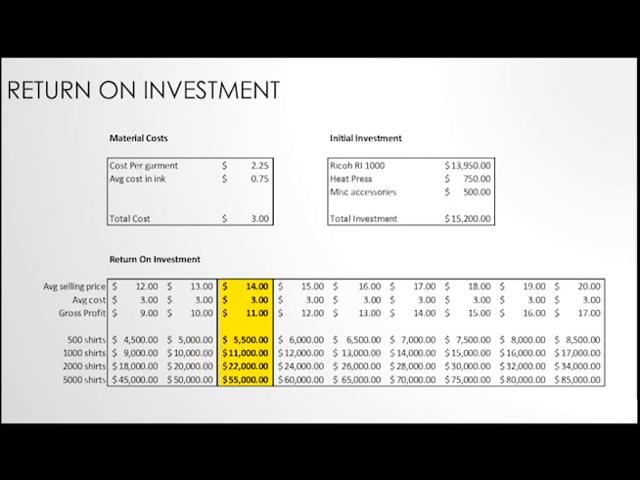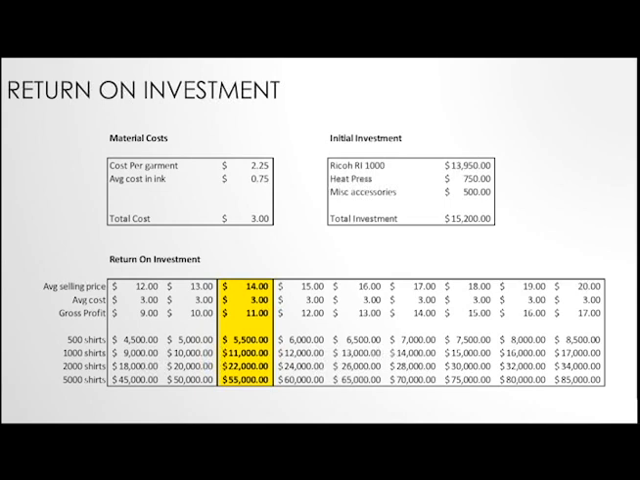You can actually get cheaper shirts. I've seen them as low as 80 cents, although they're probably not the highest quality. But I wouldn't even go that route. Get a nice high quality shirt. It'll cost you about $2.25.